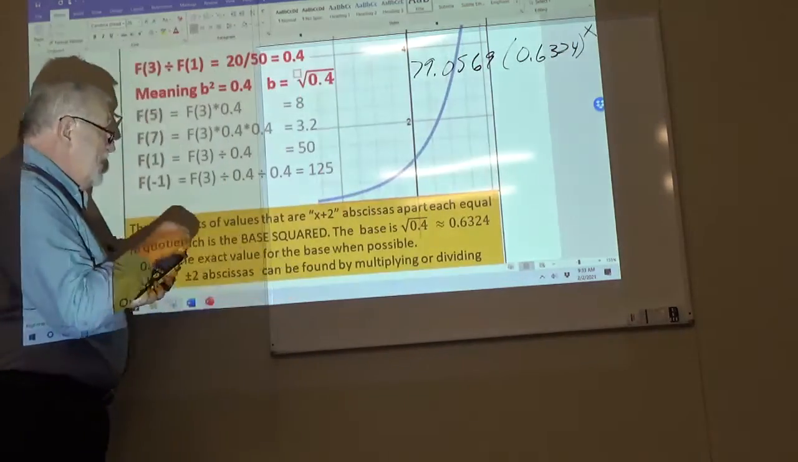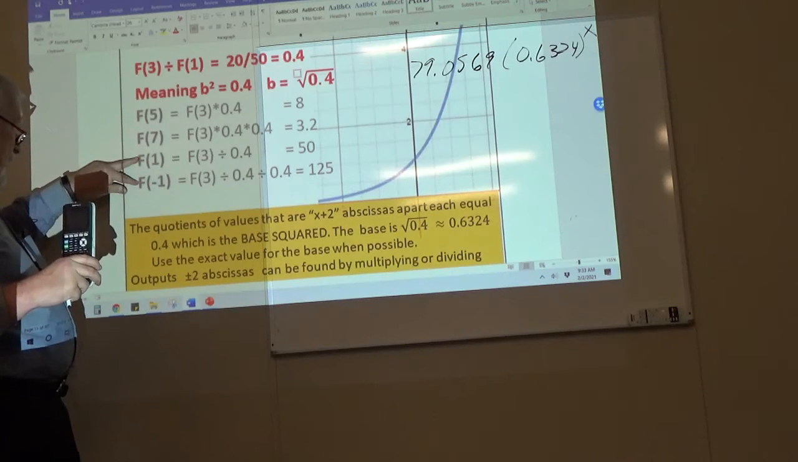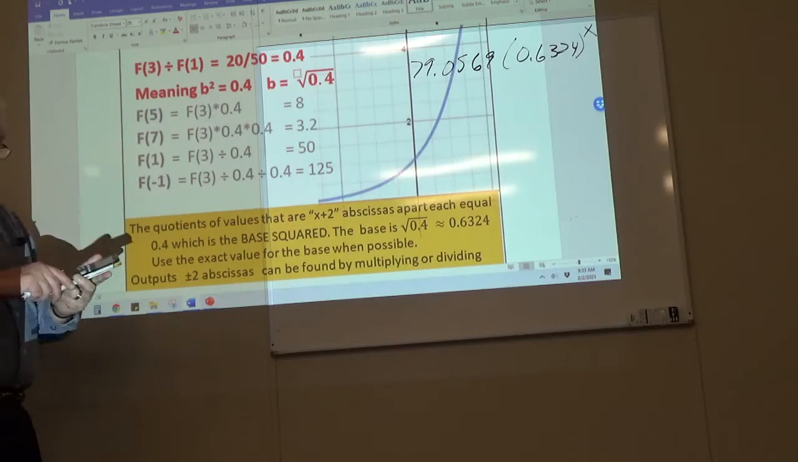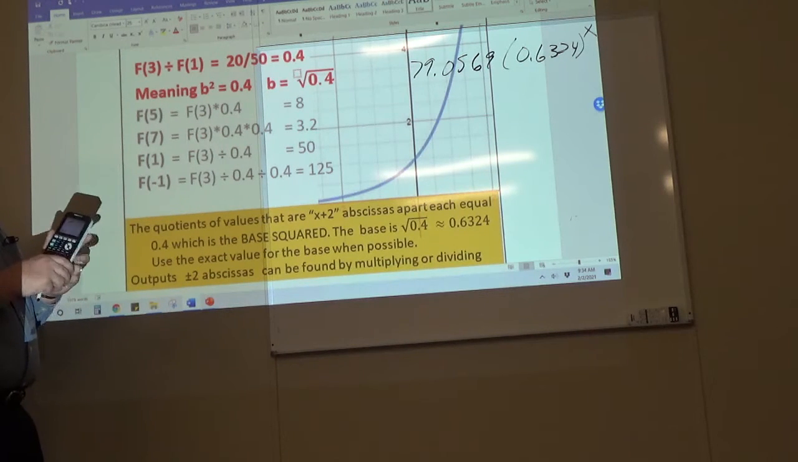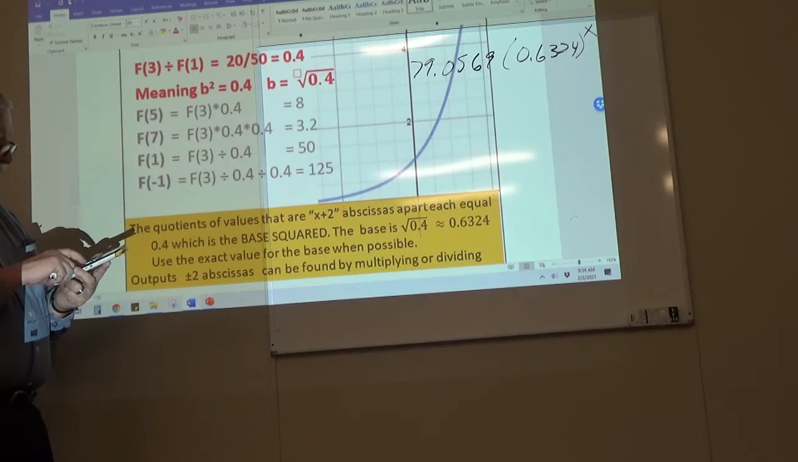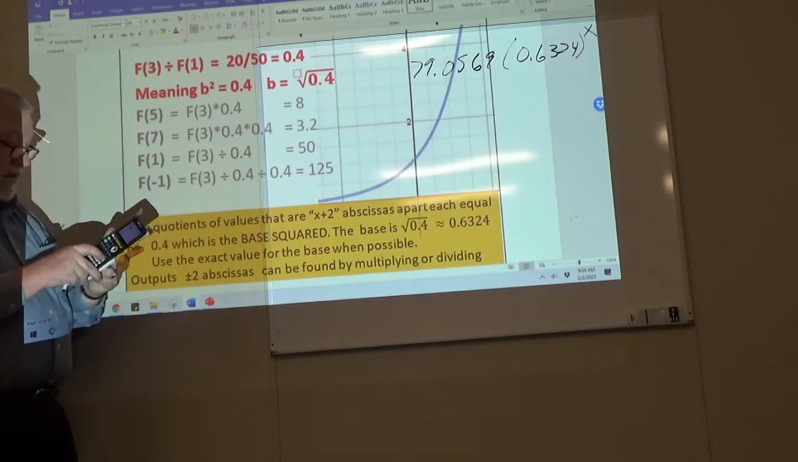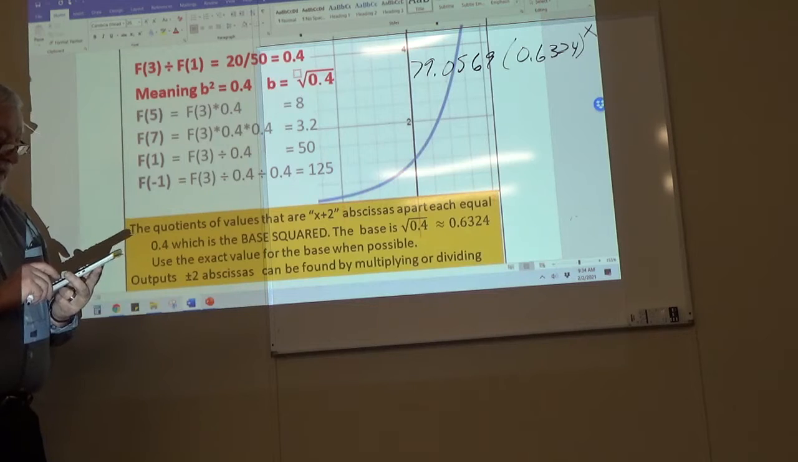All right, let's go in and let's work these two, f of 1 and f of negative 1. So go back to stat, edit, and the x is going to be 1, enter, and negative 1, enter. And then my f of 1 is 50. And my f of negative 1 is 125. Okay, now I've got them entered.